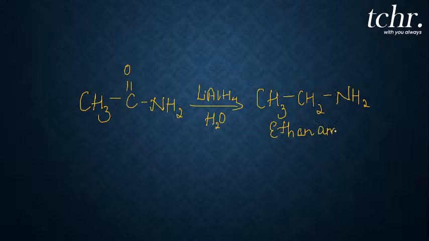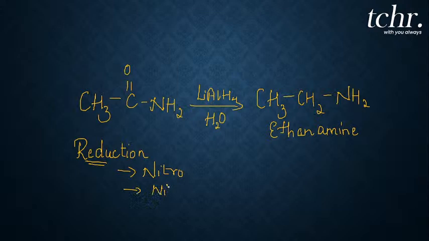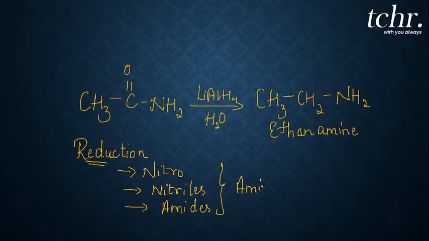So from ethanamide, we got the amine compound, that is ethanamine, right? So students, the reduction process is nothing but removal of oxygen or addition of hydrogen. You can reduce nitro compounds to amines. You can reduce nitriles to amines. Also, you can reduce amides to amines. These are the best or simple methods to convert or reduce all these compounds to amines.